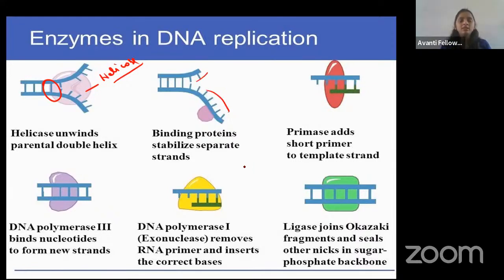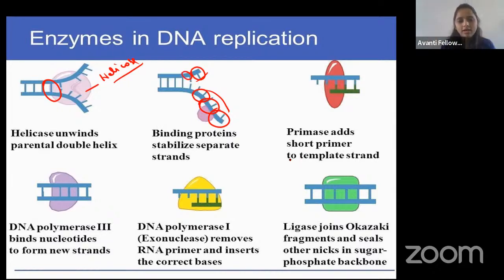What happened, guys? DNA helicase will open it. After some time, what will happen? The DNA will again wind up. So until the replication is completed, it should stay single-stranded only. For that, the single-stranded binding protein will come and bind. See here, guys, the single-stranded binding protein will come and bind to this opened single-stranded DNA.